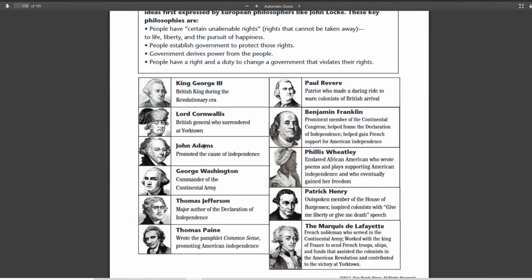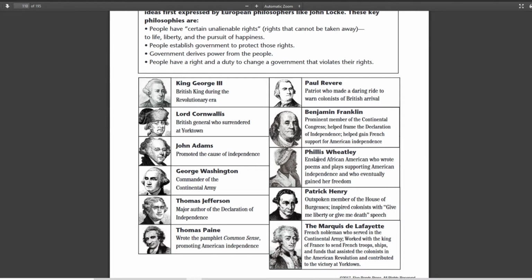And he also was involved in the Boston Tea Party with Samuel Adams, who was a cousin of John Adams. Okay. Then we have Benjamin Franklin, prominent member of the Continental Congress, helped frame the Declaration of Independence, helped gain French support of American independence. And that is a big thing because remember after Saratoga, he was the one that got that treaty with the French that helped us win the war.